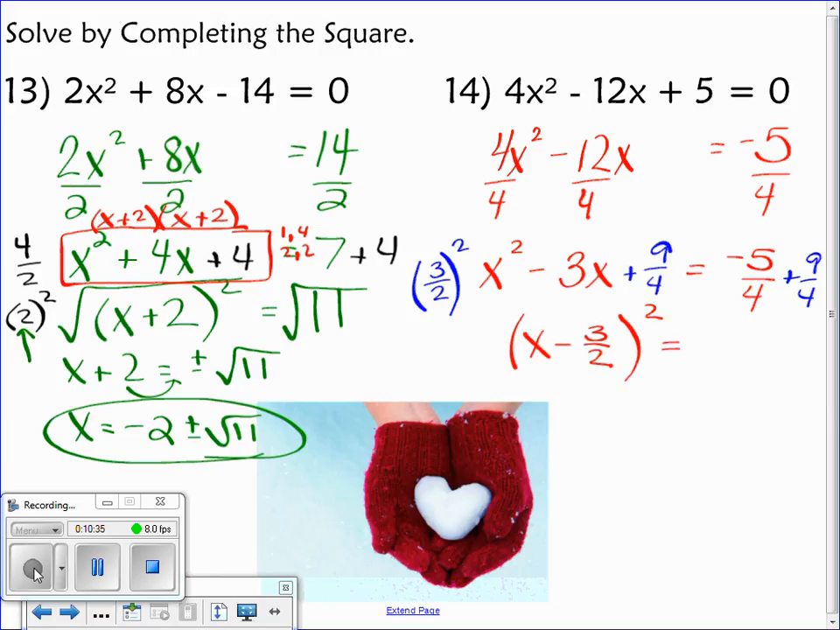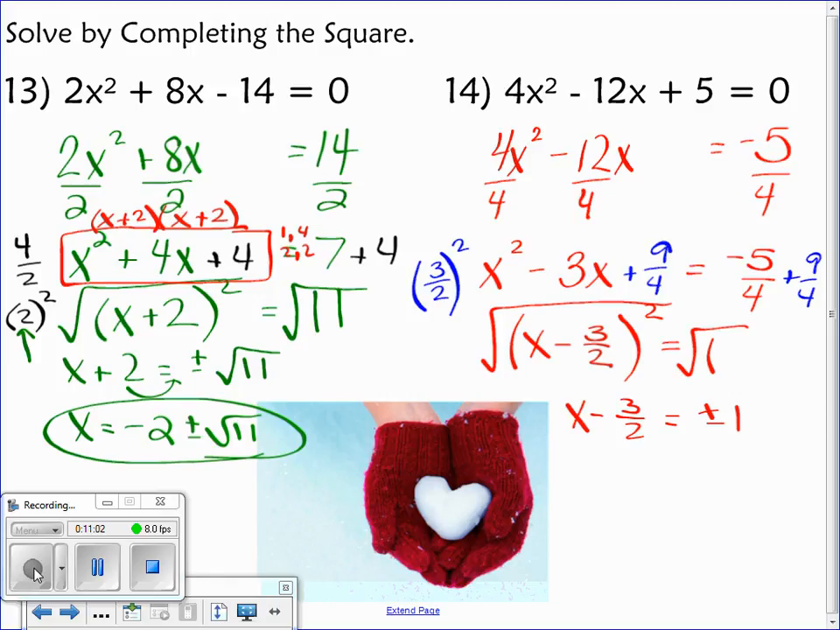Good. If you're unsure how on earth that equals 1, the already common denominator is 4: negative 5 plus 9 is 4, and 4 over 4 is 1. And then square root. So we get x minus 3 over 2 equals the square root of 1, which is 1.